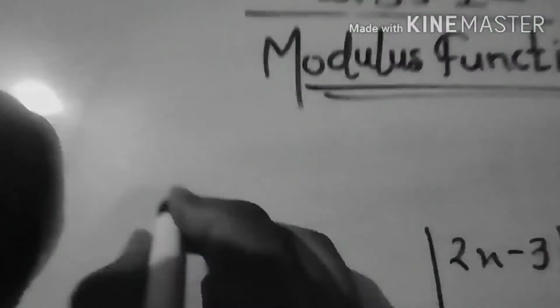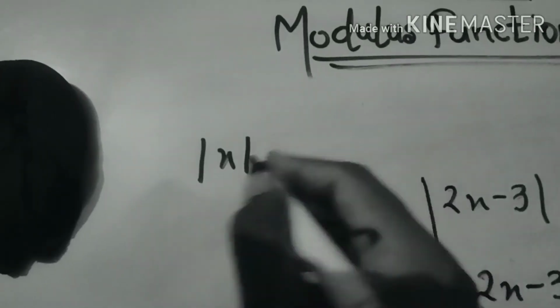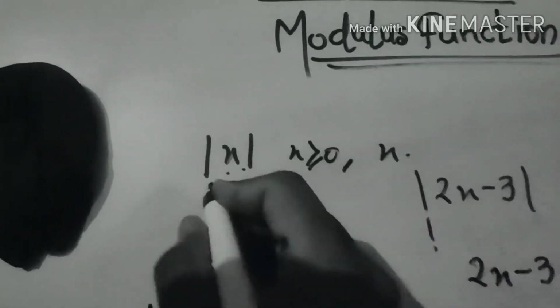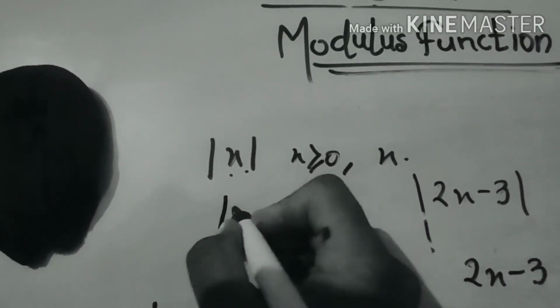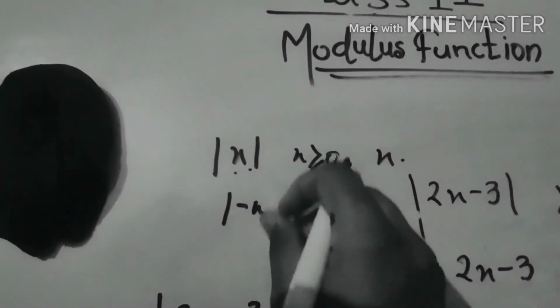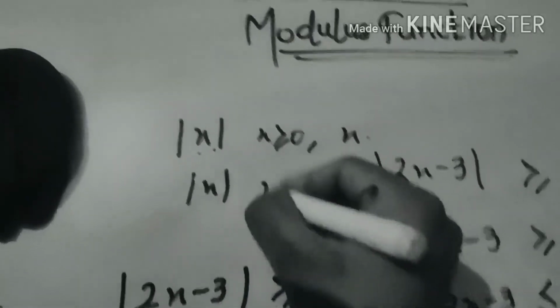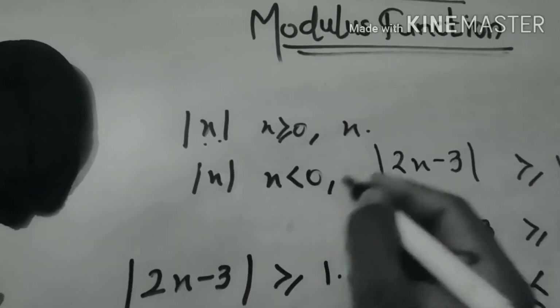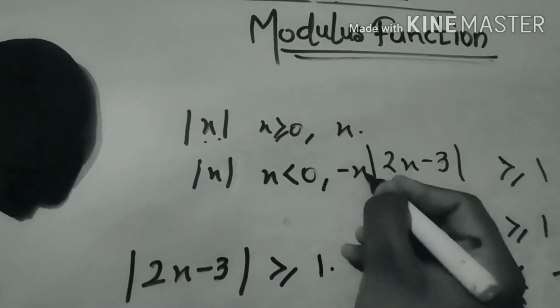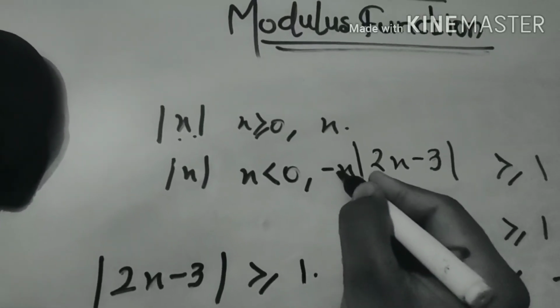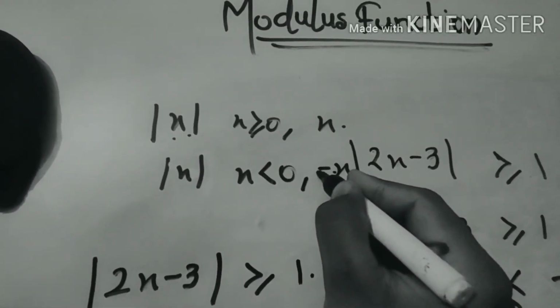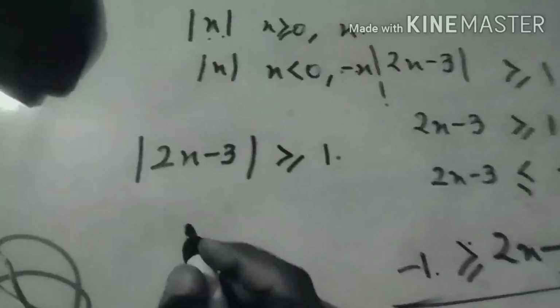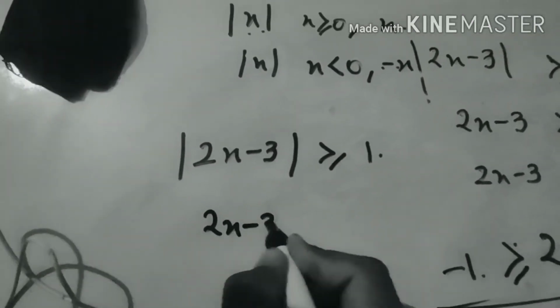One thing we have discussed: when there is modulus x, if x is positive, meaning x is greater than or equal to 0, the value of x will remain the same, that is x. But if the value inside is negative, meaning x is less than 0, the value which will come is minus x. Minus x means x already has a minus sign and we take our minus sign outside to make it positive. Similarly, we'll be doing cases here.